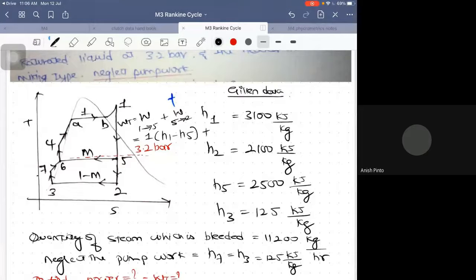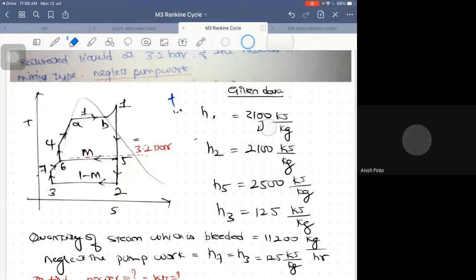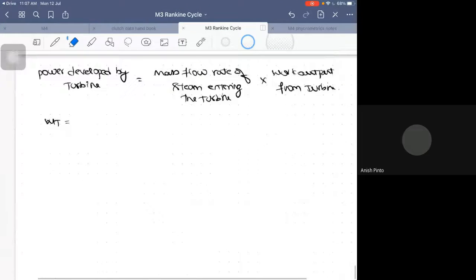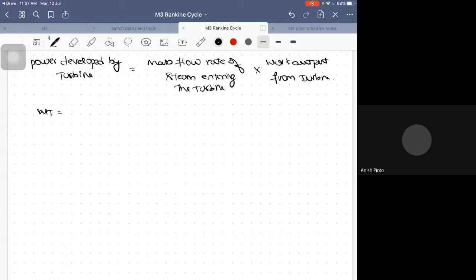Now for 5 to 2, what is the mass flow rate coming here? It is 1 minus m. Now for 5 to 2, what is the enthalpy difference? Initial minus final, H5 minus H2. So the work done by the turbine is H1 to H5 plus H5 to H2.